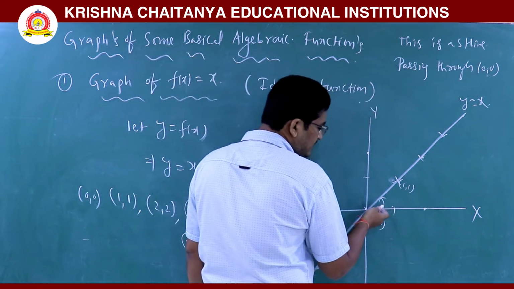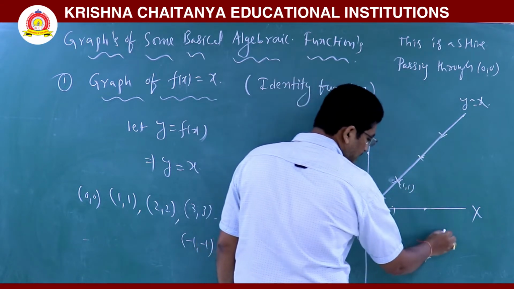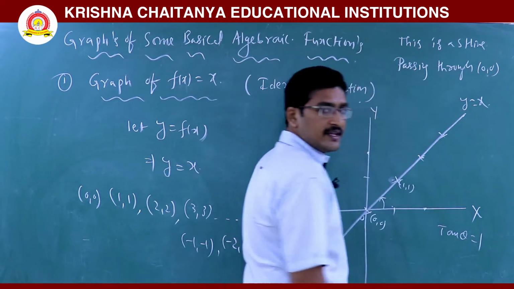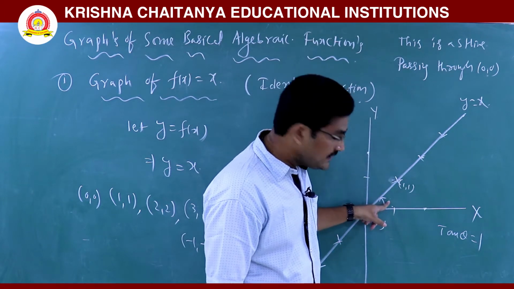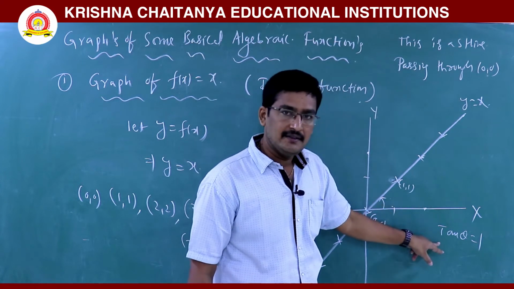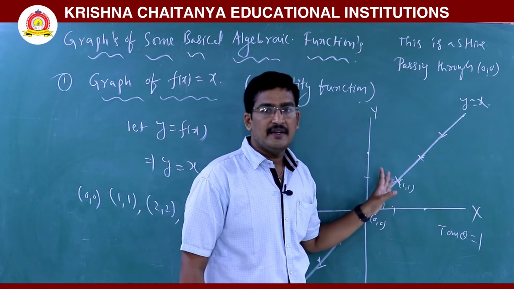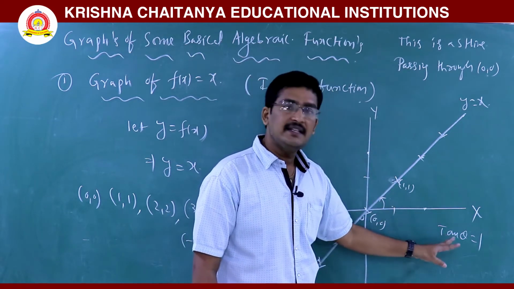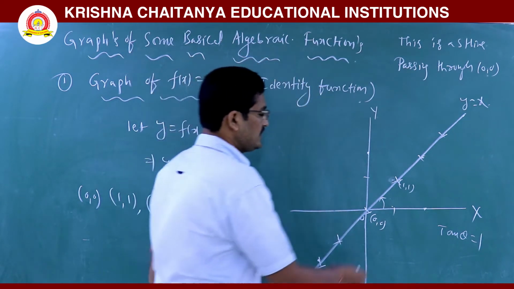Suppose the inclination of this line is theta. Then the slope of the line is tan theta. Taking any two points on this line and applying the formula y2 minus y1 over x2 minus x1, you get the slope value 1. So it is clear that tan theta equals 1. Tan theta equal to 1 means theta is equal to 45 degrees. So this angle is 45.